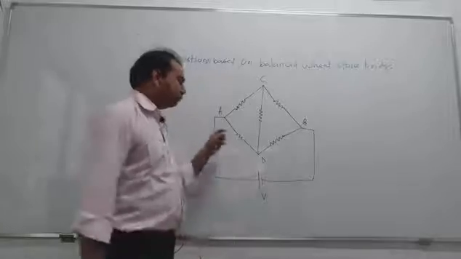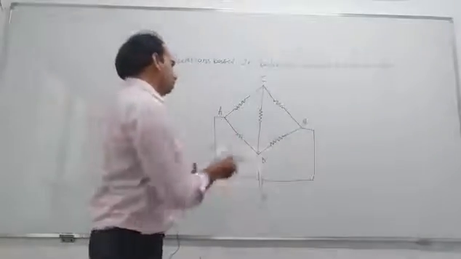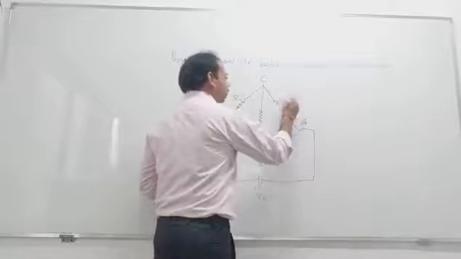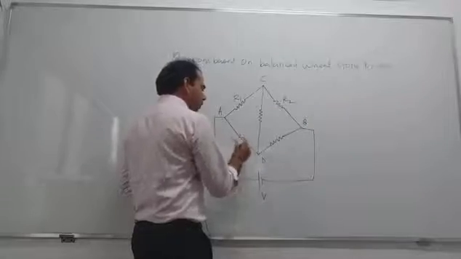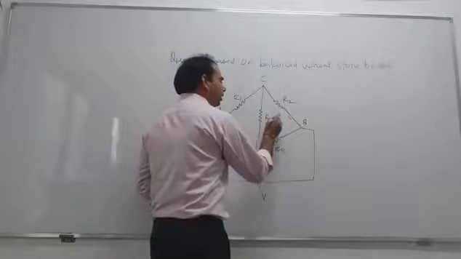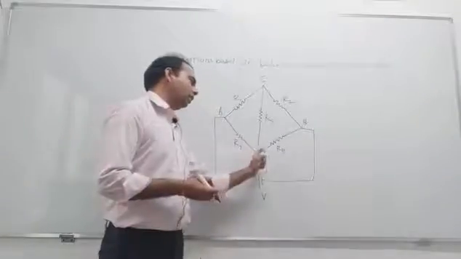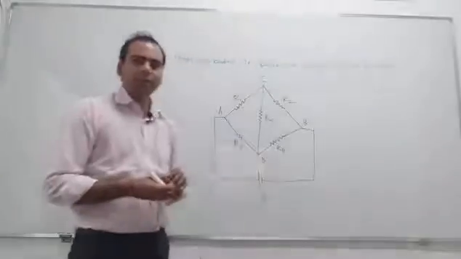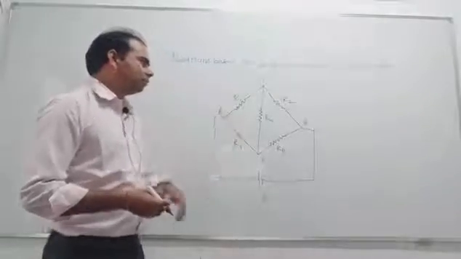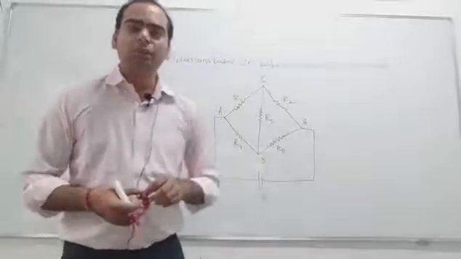So the arrangement of a number of resistances as shown in the figure, let this be R1, this is R2, this is R3 and R4, and this is the value of R5, right? So there are 5 resistances of value R1, R2, R3, R4 and R5. This type of arrangement of resistances shown in the figure is called a Wheatstone bridge.